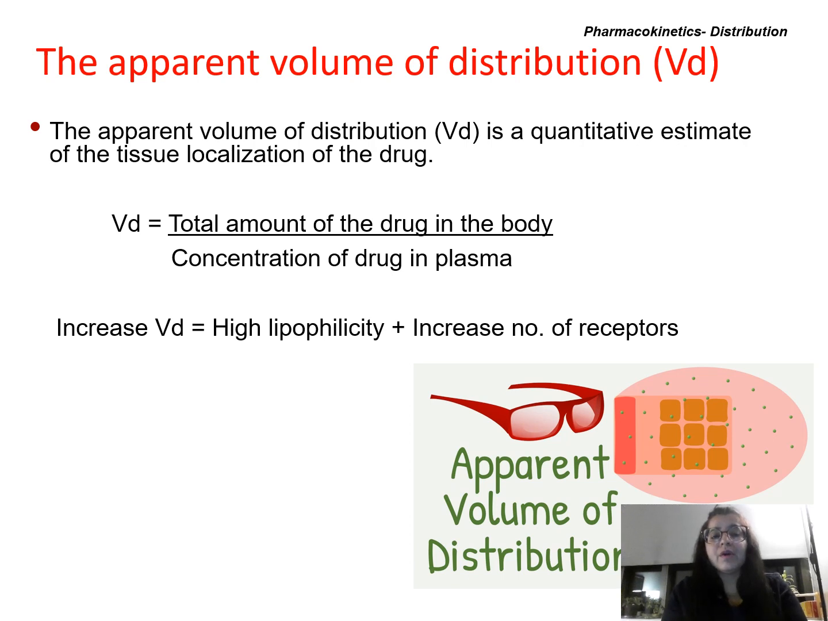Here is a term, the apparent volume of distribution. What is the apparent volume of distribution? It is the apparent amount of distributed drug, or the quantity of the apparently distributed drug, in the different body compartments. We can calculate this apparent volume of distribution by dividing the total amount of the drug that is distributed into the body by the concentration of the drug in the plasma.